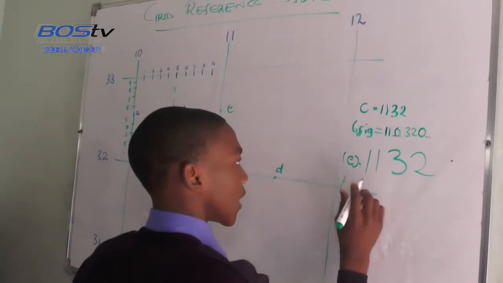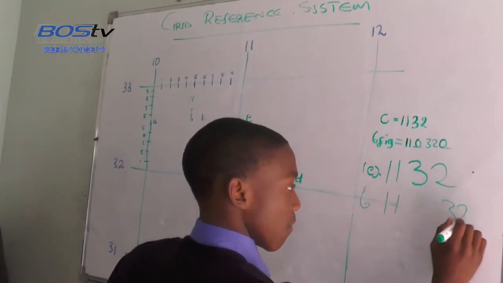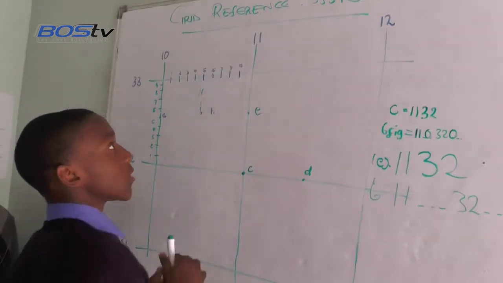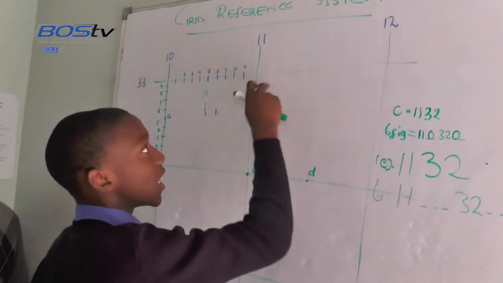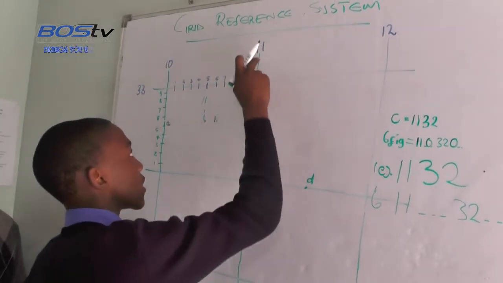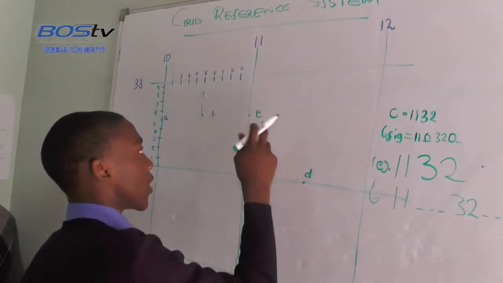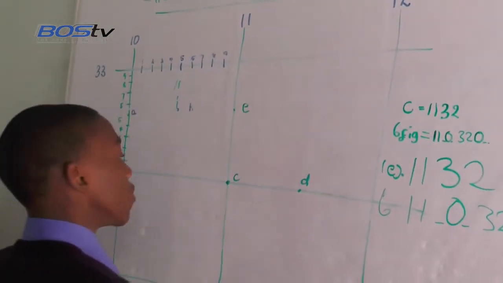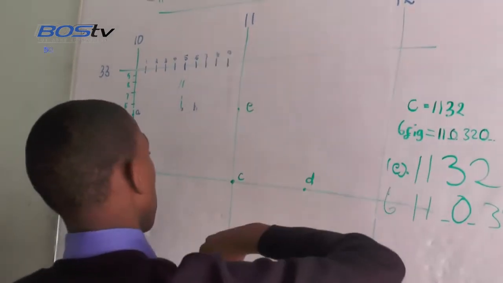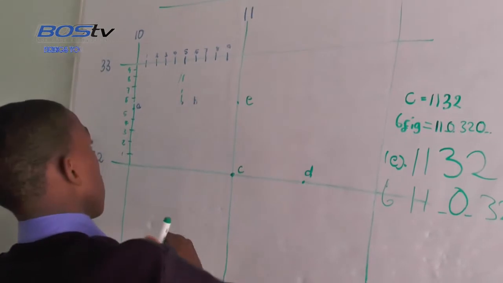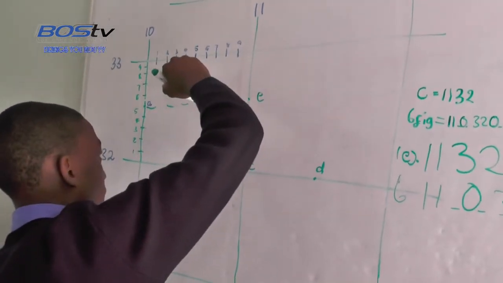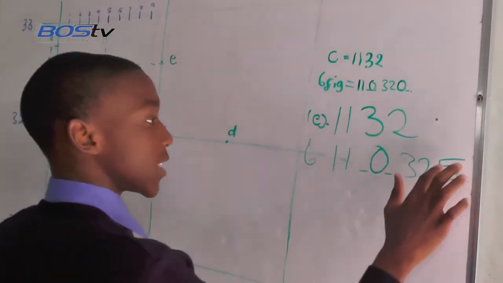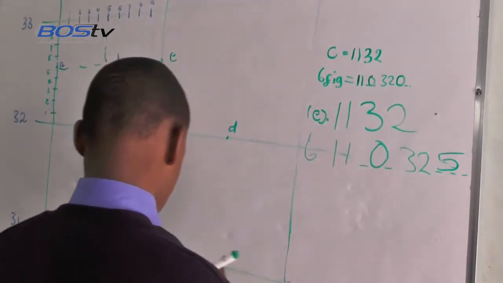For the 6-figure grid reference, we want to see where E lies between 11 and 12. But you can see that it is right on 11. So if a point lies on the line, then it's 0. Then for the northing, we want to see where it lies between 32 and 33. But then you can see that it's on 5. So our 6-figure grid reference is 11 0 32 5.